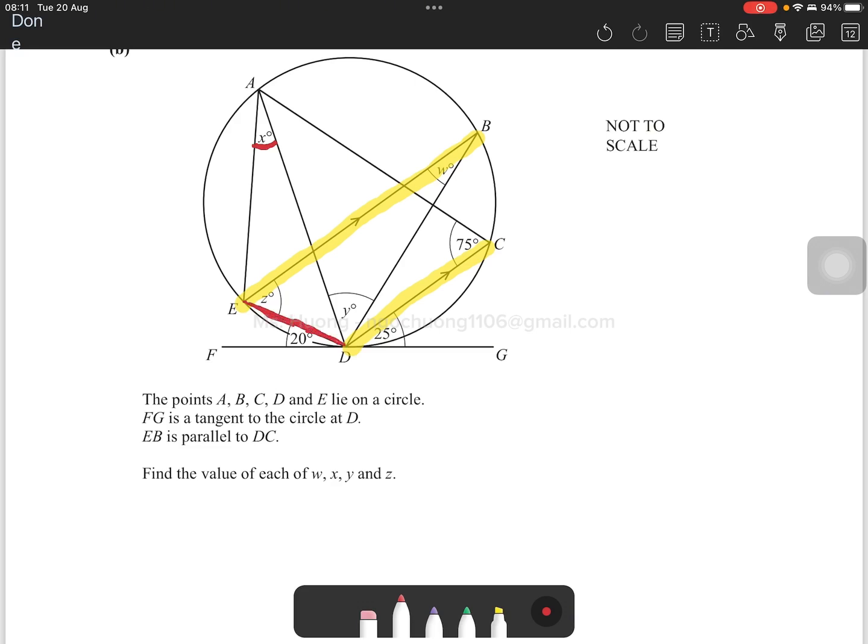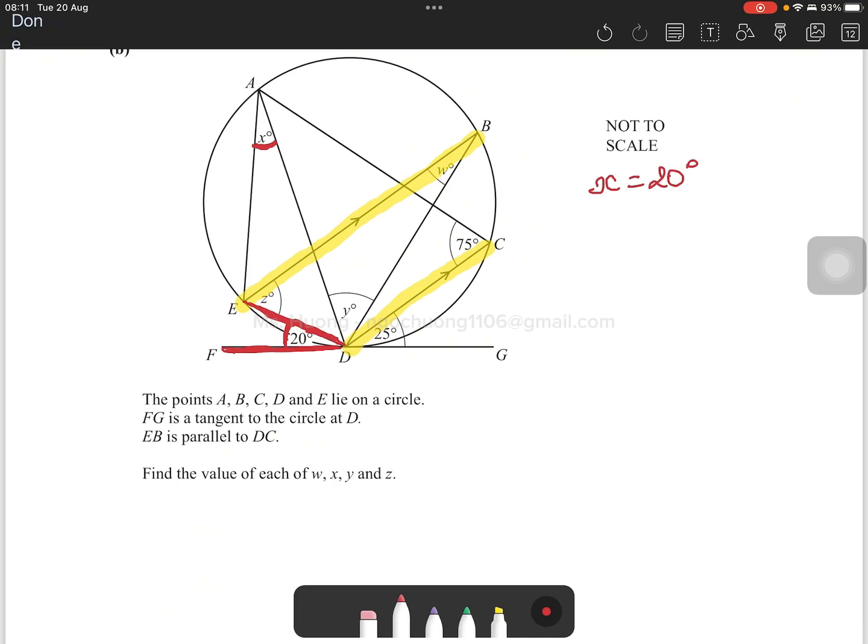X is the angle subtended by the chord ED. And this angle D is also the angle formed by the chord ED and the tangent FD. So X should be equal to 20 degrees. This is the first thing.